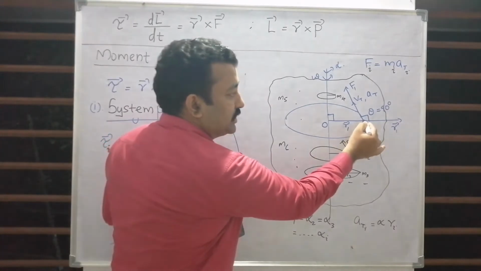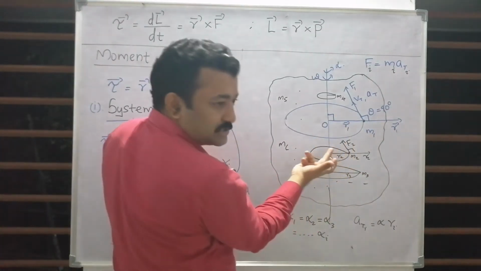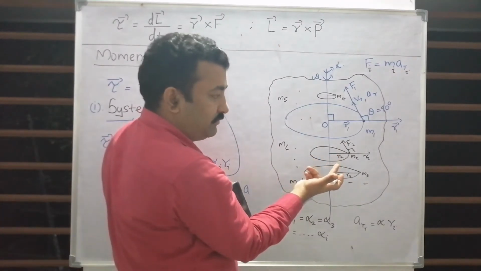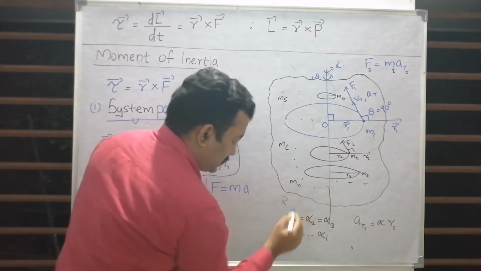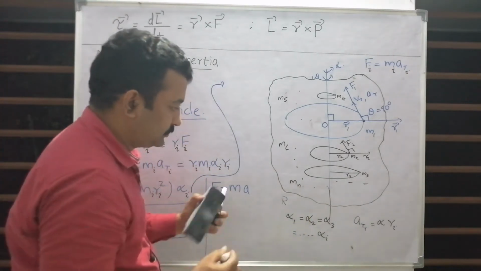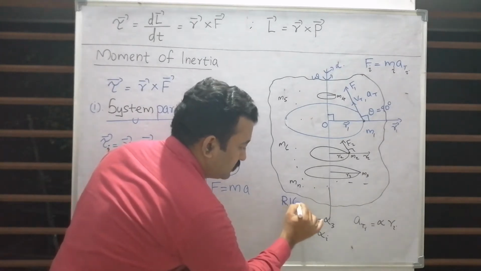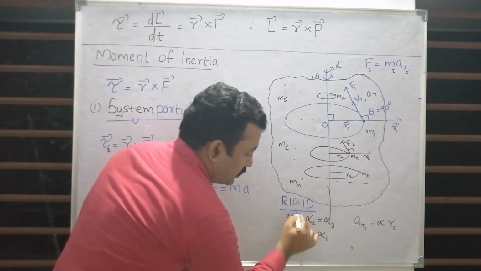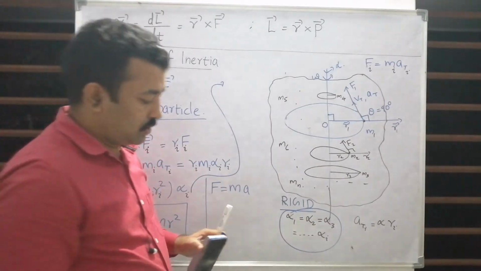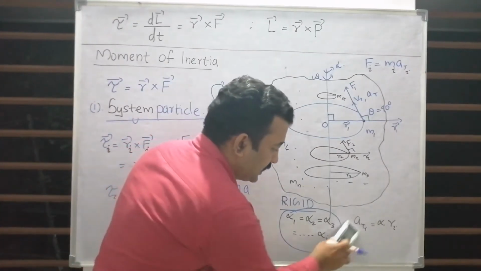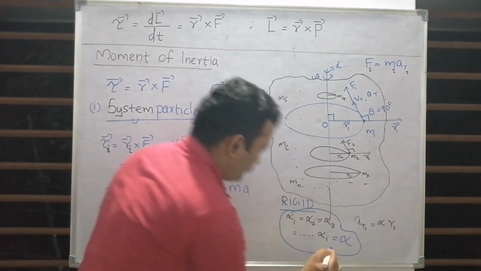That means if M1 is here, M2 will move into that one. That means the body will get distorted. Then we cannot call it a rigid body. So if this is a rigid body, or if the particle is rigid, what is to be followed? The angular acceleration of each particle has to be a constant, or we can express it as a single value alpha I, or it can be expressed as alpha.